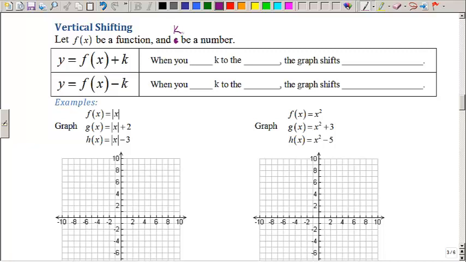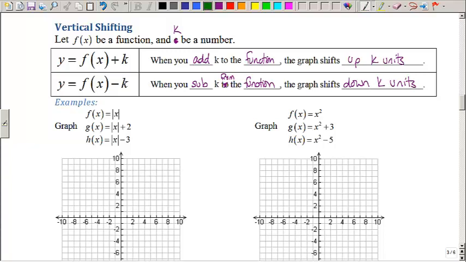k is just a number. If I have f of x, that parent function, plus k, when I add k to the function, the graph shifts up k units. But when I subtract k from the function, the graph shifts down k units.